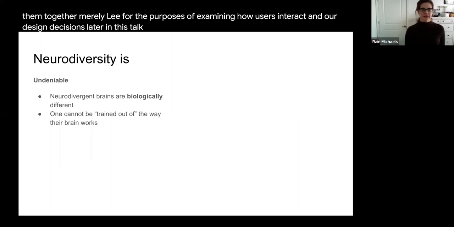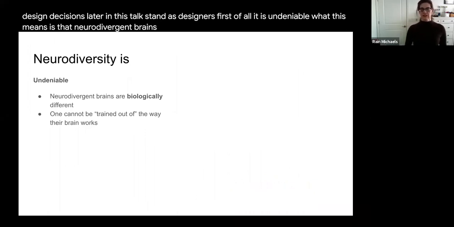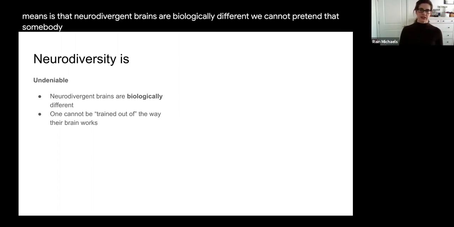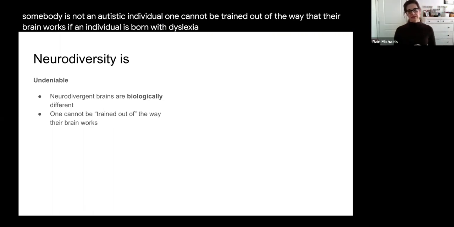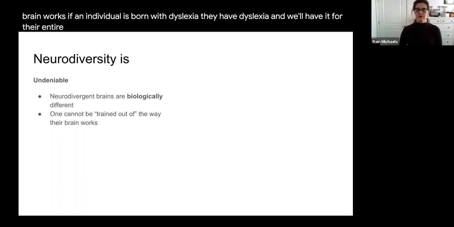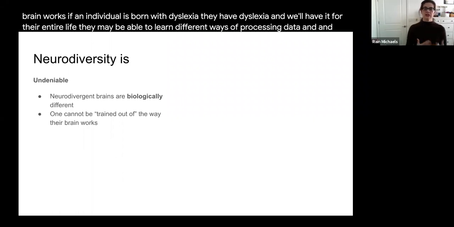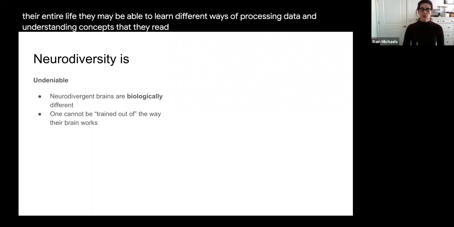About diversity that are very important for us to understand as designers. First of all, it is undeniable. What this means is that neurodivergent brains are biologically different. We cannot pretend that somebody is not an autistic individual. One cannot be trained out of the way that their brain works. If an individual is born with dyslexia, they have dyslexia and will have it for their entire life. They may be able to learn different ways of processing data and understanding concepts that they read, but they are still individuals with dyslexia.